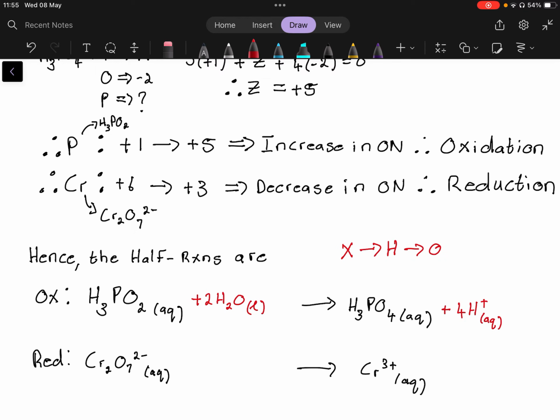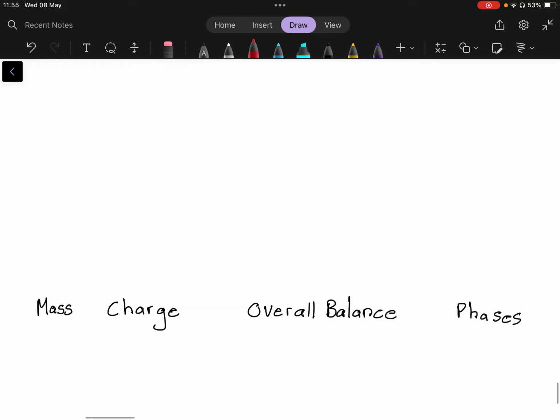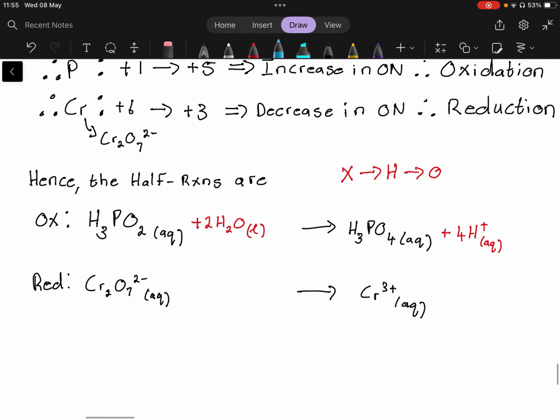All right, so that's our oxidation half reaction balanced according to mass. We can just quickly check it. H3, or P and P still the same. H3 plus 4H gives us 7. 3 plus 4 is also 7. Oxygen, there's 2 here, there's 2 there, there's 4, and there's 4 on the right hand side. So that's mass balance for that one. So we can go and put mass for the oxidation reaction.